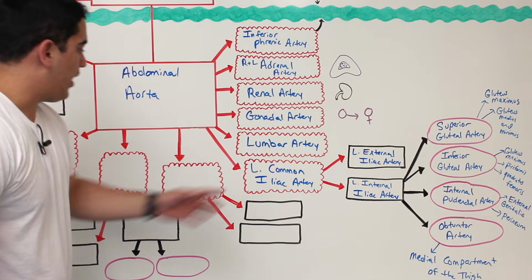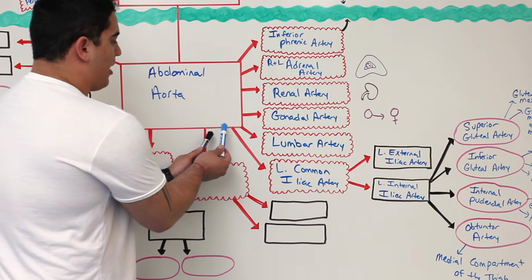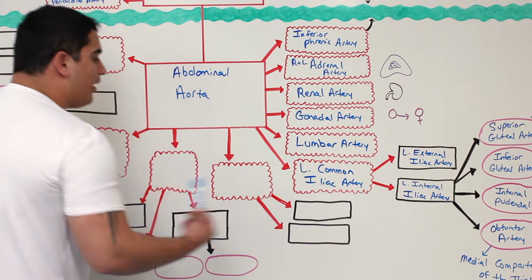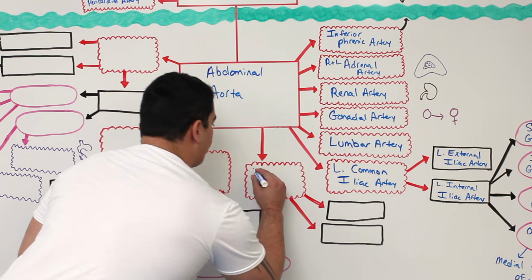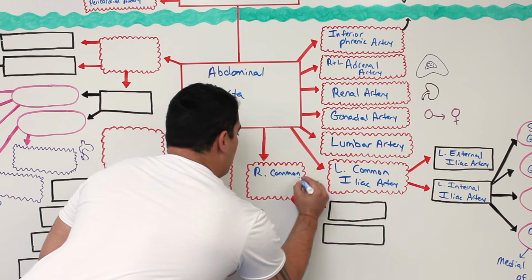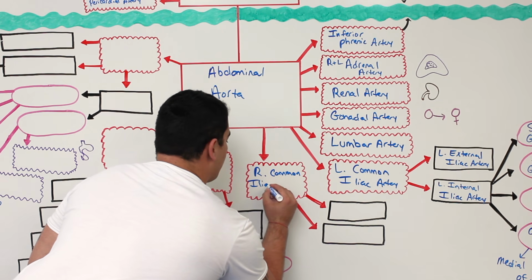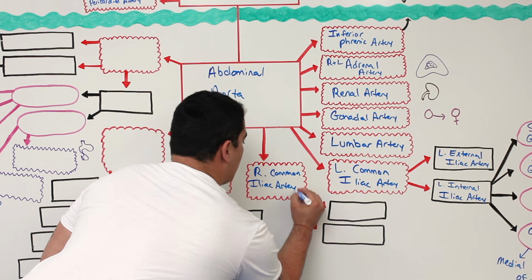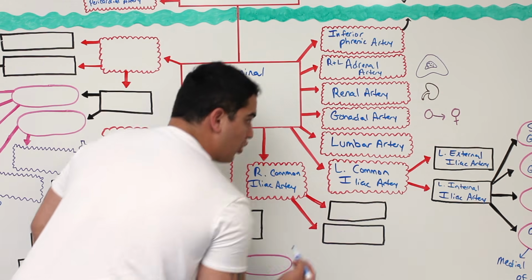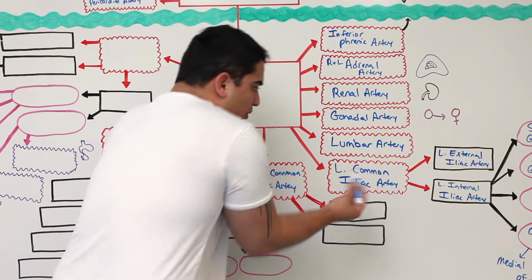Okay, so to continue on, imagine here's the abdominal aorta, it branches. When it branches, it gives off a left common iliac and a right common iliac. But you guys already know what this is going to be. So right common iliac artery. And the right common iliac, it branches. So it's going to give way to an external iliac and an internal iliac. It's just going to be right.